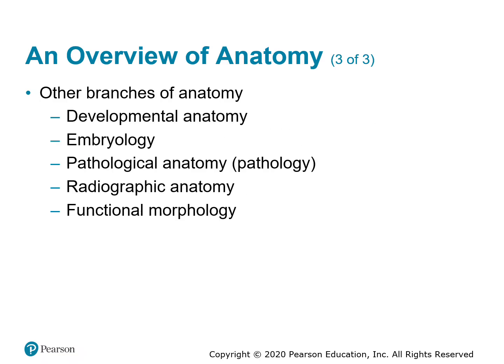Some other branches of anatomy: we have developmental anatomy, which is how you grow from being a newborn to being a full-fledged adult. Embryology is the study of how we develop in utero. Pathological anatomy, or pathology, is how diseases form in a body. Radiographic anatomy is radiology, when you go get an x-ray or an MRI done. And then functional morphology is looking at something like a functional MRI. What is actually working in this structure and how do I see it, right? In functional MRIs, you can see blood flow through the brain, all that kind of stuff.